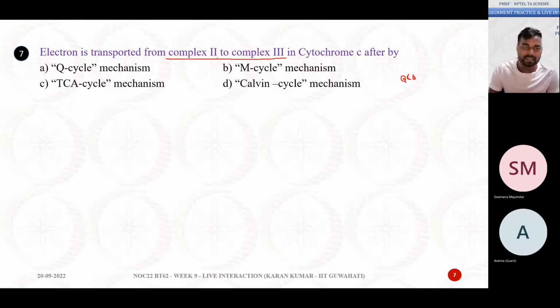So the correct answer here is Q cycle mechanism. Okay. The other cycles: the Calvin cycle is related to the dark cycle mechanism, right? The TCA cycle is for harnessing the pyruvate and completing its oxidation. But the Q cycle mechanism is related to oxidative phosphorylation, which happens in the electron transport chain, and complex 2, complex 3, complex 4 are all part of the electron transport chain.